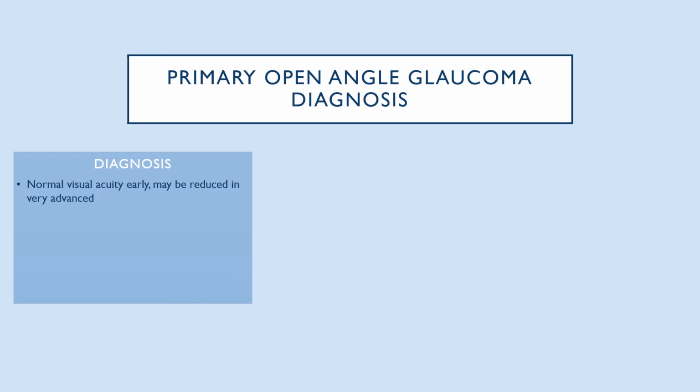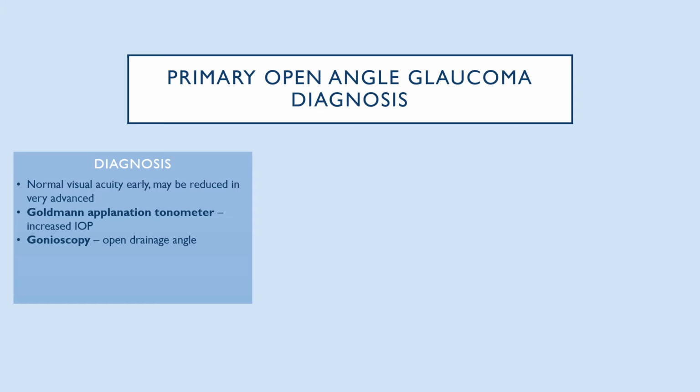So diagnosis is usually through multiple investigations. There's not one single diagnostic tool. As I previously mentioned, acuity will usually be normal early on, and it will only be in the advanced disease that this might reduce. We can use a Goldman applanation tonometer, and this measures the pressure within the eye, and obviously it will show increased intraocular pressure.